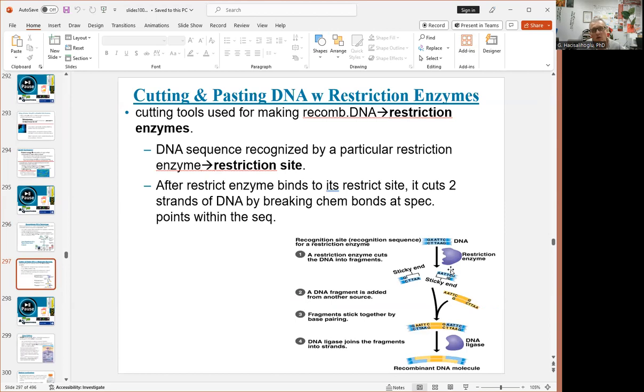One technique is cutting and pasting DNA using restriction enzymes. Restriction enzymes can cut the DNA and then paste and seal them together in another combination. A DNA sequence recognized by a particular restriction enzyme is called a restriction site. Here is one example showing how a recombinant DNA, which has a piece that did not exist before, is cut and pasted.